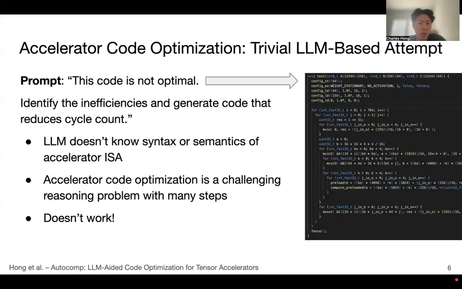Say, for example, you take some software that runs on an accelerator and you just ask an LLM to optimize it. This is not going to work because, first of all, the LLM isn't going to know the specialized syntax or the semantics of the instruction set architecture that you're using with your accelerator. And code optimization itself is a challenging problem.